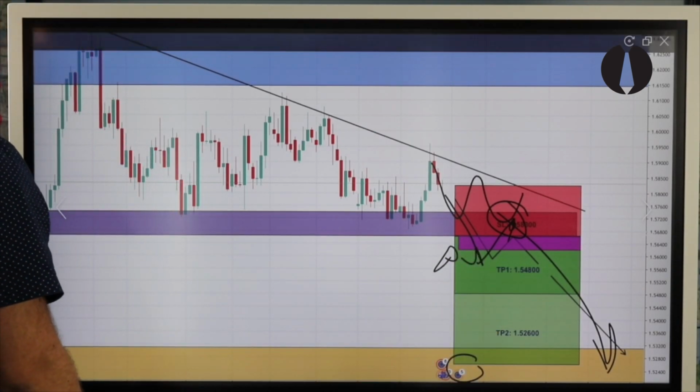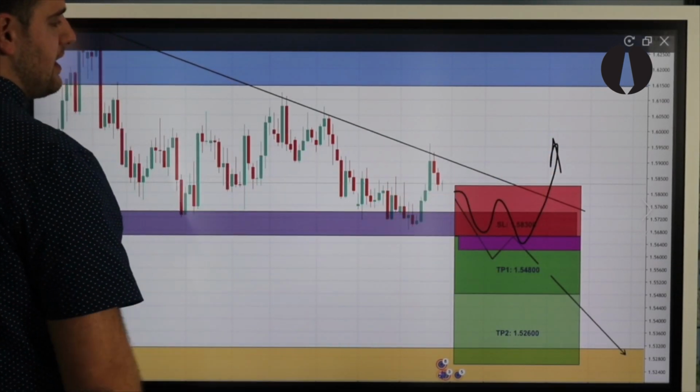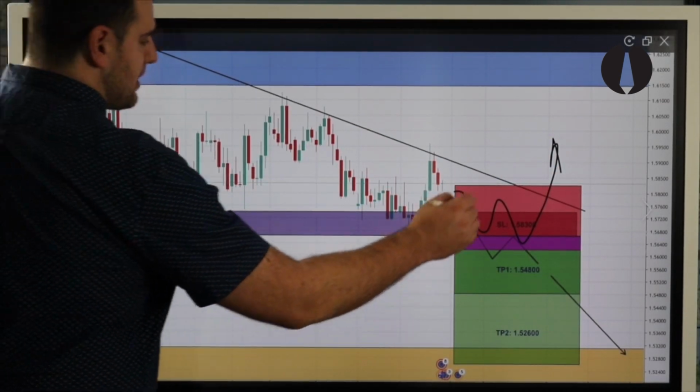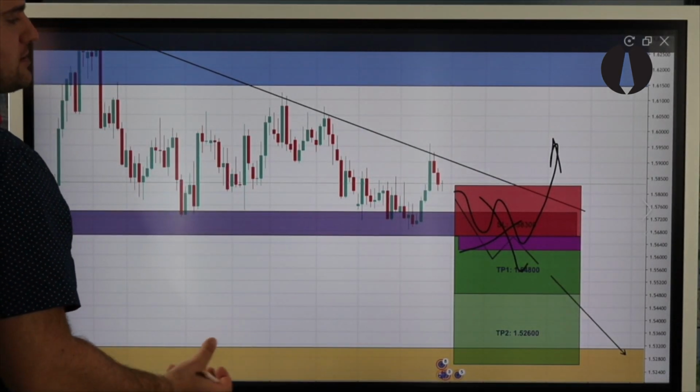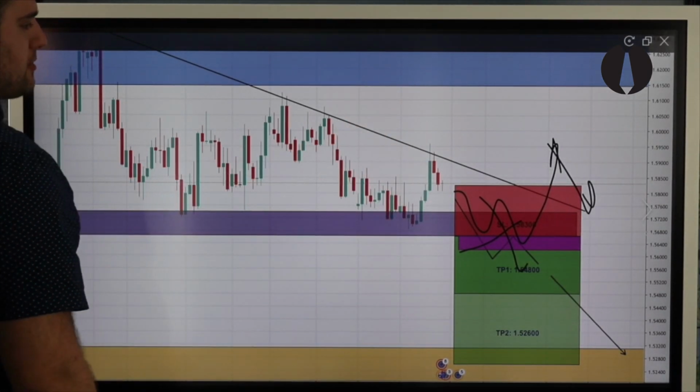Now, what would make this trade invalid? Simple. If price fails to break to the downside and breaks to the upside, this trade becomes invalid and we readjust and we start looking for a long on exhaustion if price breaks this downtrend to the upside.